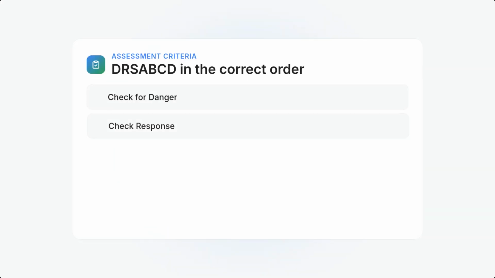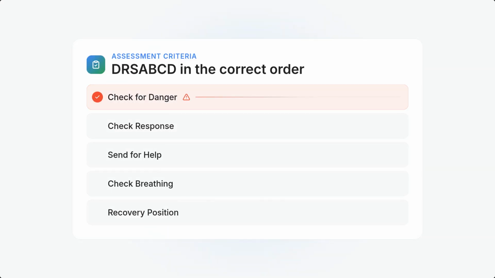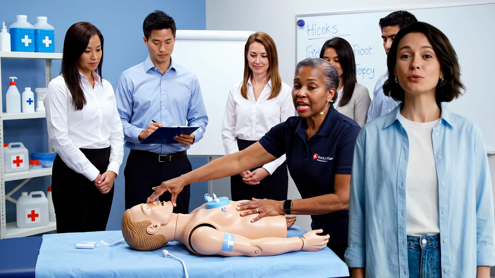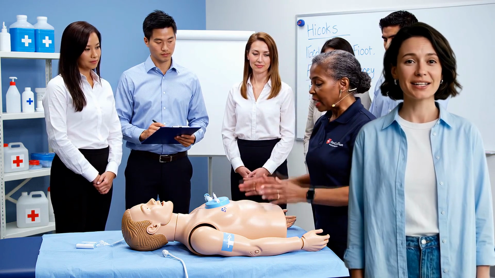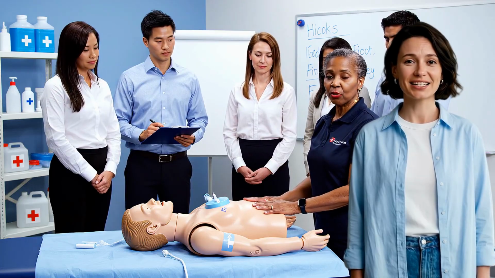In assessment, you'll be marked on doing DRS ABCD in the correct order, checking breathing properly and moving promptly to the recovery position when normal breathing is present. Assessors will also look for ongoing airway control, steady monitoring, and the right decision if the casualty's breathing changes at any point.